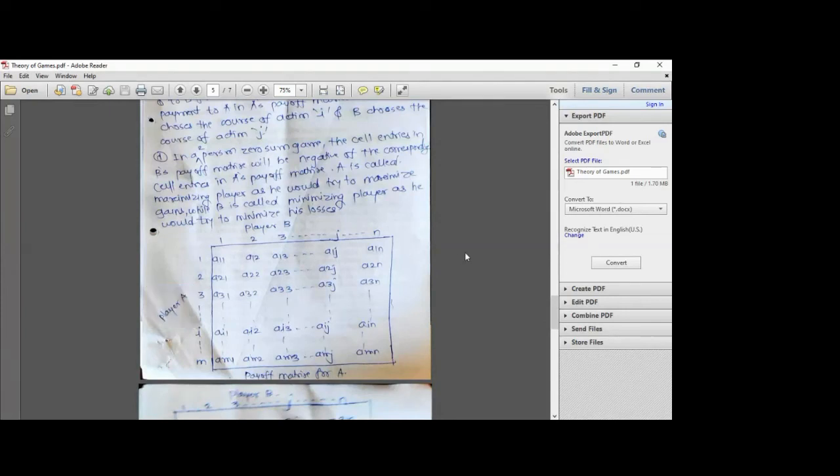When something is lost, someone else gains. But as this is a payoff matrix for player A, his loss will be represented as negative, while the loss of the other player will be represented as positive.